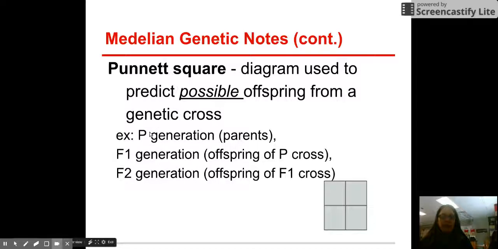Down here in the example, make sure you guys write this down. It's going to show you 3 things. It's going to show you the P generation, the parents, which we're going to put on the outside. It's going to show you the F1 generation, which would be the children of this cross, the babies. The F2 generation would be like the grandkids. So if we were to do another generation, if we were to breed the F1s together, which you can do with pea plants, not with humans, all right?